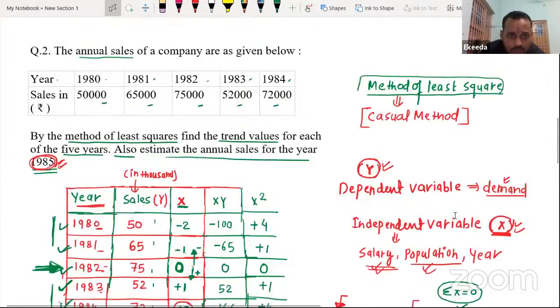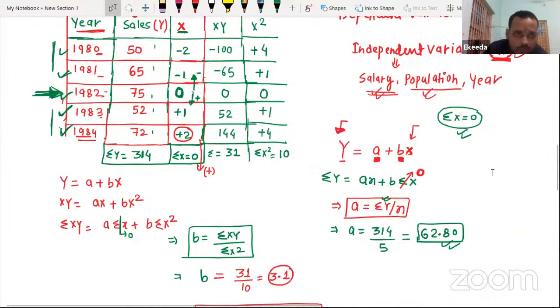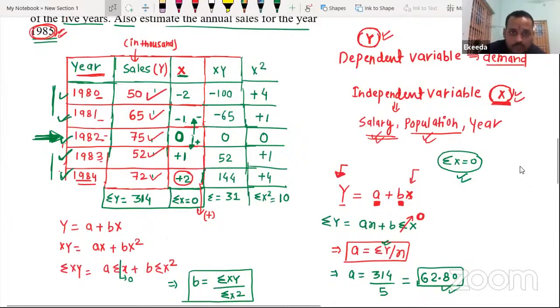Okay, but the question is also saying that find the trend value for each of the 5 years. So what do you mean by trend value? So these sales, that is 50, 65, 75,000, 52,000, 72,000, these all are the actual data, and the forecaster will try to find the trend data. So you can find the trend data for each of the year.